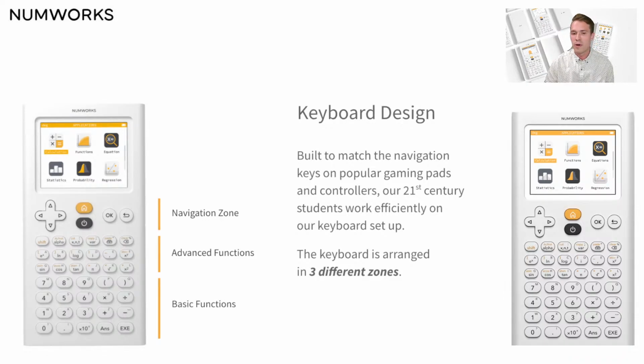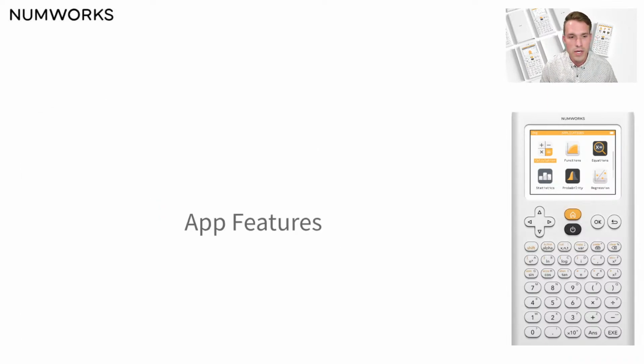In the middle, we have our more advanced functions, which include commonly used operations and values like pi and the complex number i. This zone is also home to the variables and toolbox keys, which we'll discuss a little bit further later. And at the top, we have the navigation zone, which allows us to select apps and options. So we're going to dig into each of the apps, and I'm going to demonstrate some of the commonly used features of each.